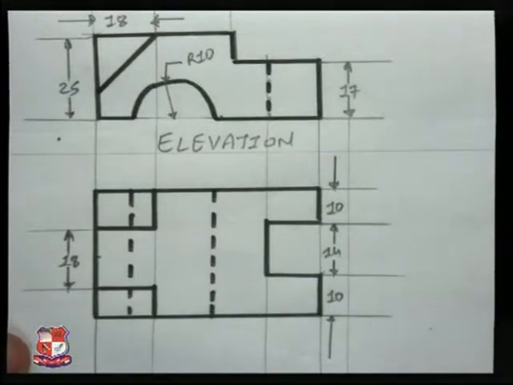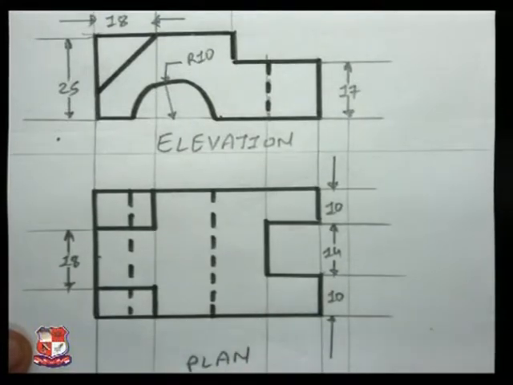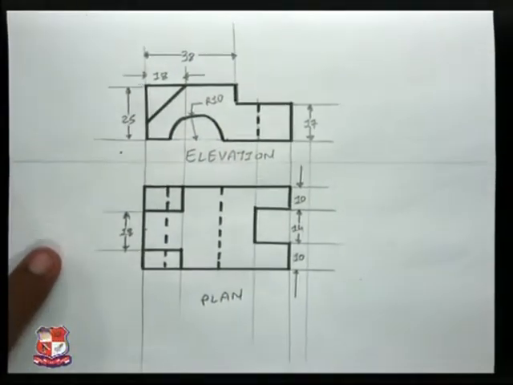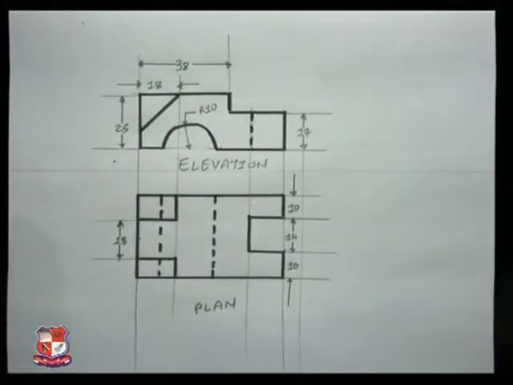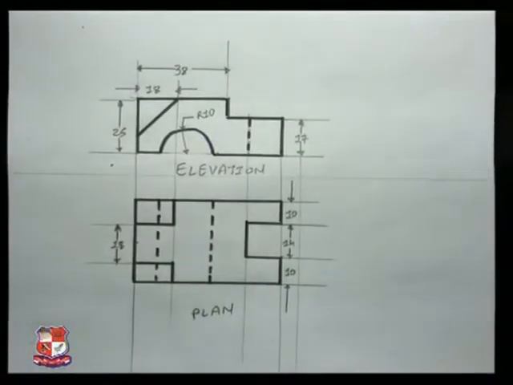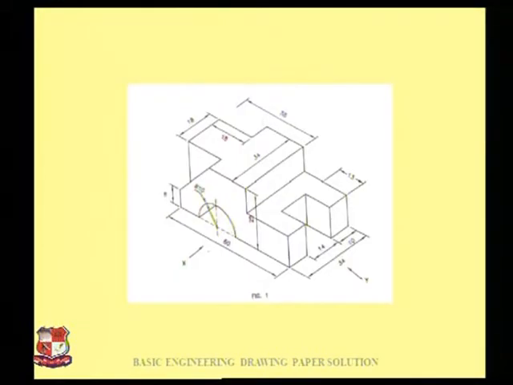in the plan. Write down the name of the view. So this is how you can get elevation and plan. Further to that, we need to draw right hand side view of this, which means that from the y direction, from the y arrow, we need to draw the projections. So how we can get it, we'll see further.